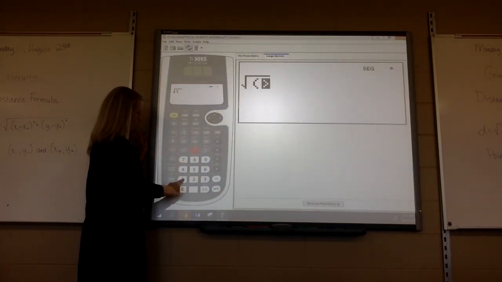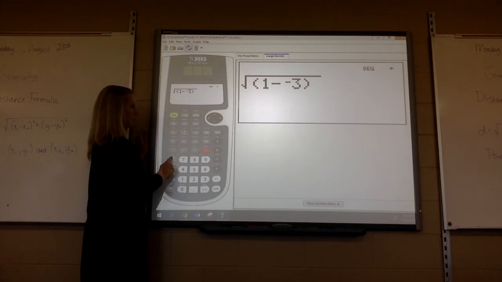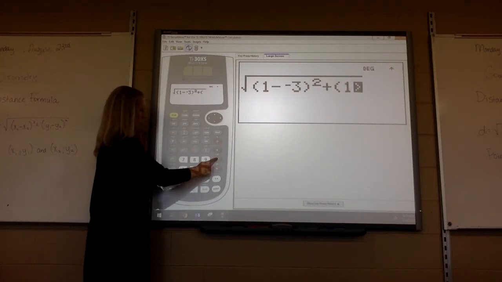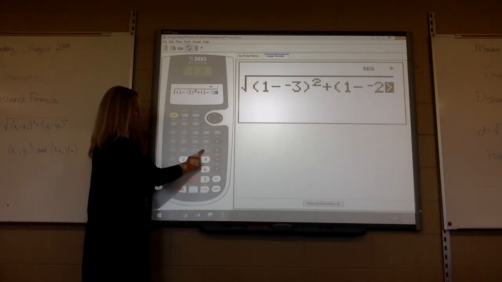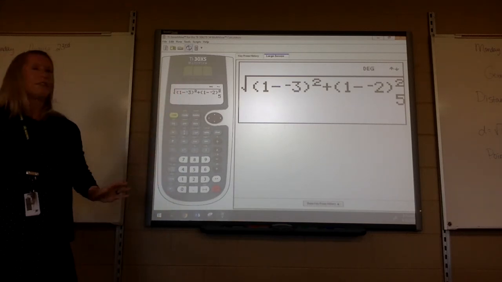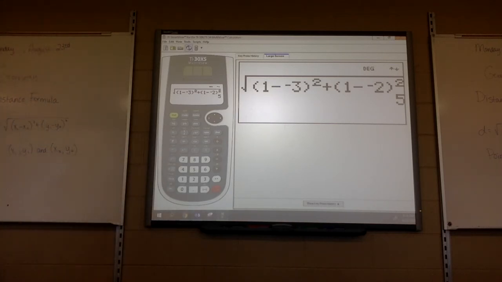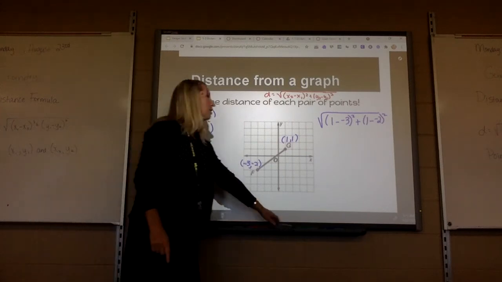So 1 minus negative 3, close parentheses and square it. Don't forget to square it. Plus 1 minus negative 2, close parentheses, square it. Did you get 5? Yes. Okay. I got 7. Let me look at what you have. Oh, you should have put 1 plus 2, because minus a negative 2 would make plus 2. So that answer is 5 when you see it on your assignment.